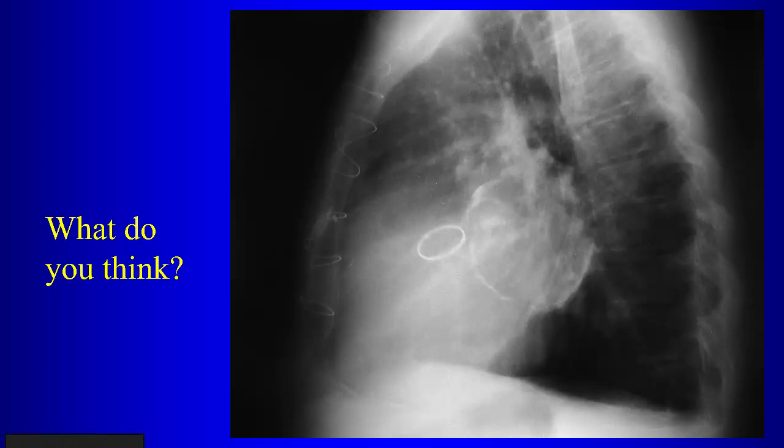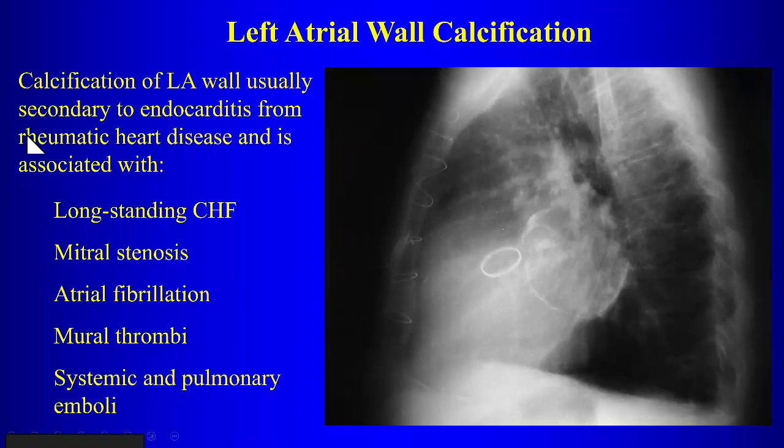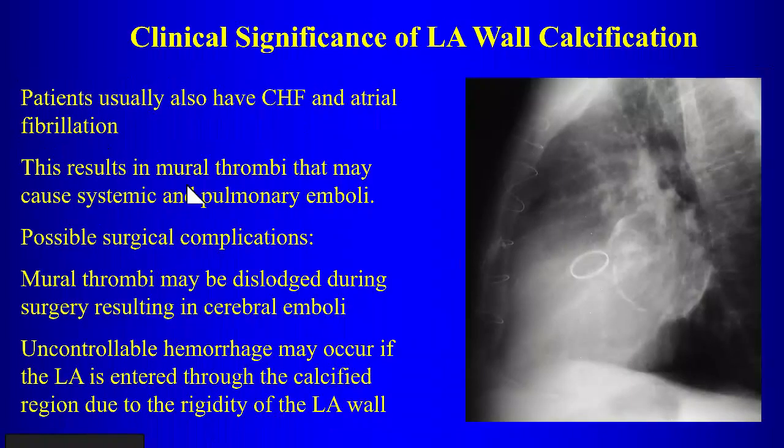There's one other thing it tells us about the patient. Does the patient have an arrhythmia? What arrhythmia is this associated with? AFib, right. So this is associated with atrial fibrillation and strongly associated with rheumatic heart disease. So calcification of the left atrial wall is usually secondary to endocarditis from rheumatic heart disease. Patients can have long-standing CHF, mitral stenosis, atrial fibrillation, and of course, because of the atrial fibrillation, they might have mural thrombi. They might develop complications of systemic and pulmonary embolus. Right? So patients usually also have CHF and atrial fibrillation.